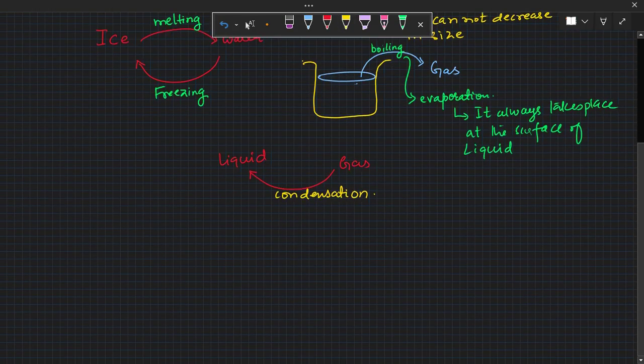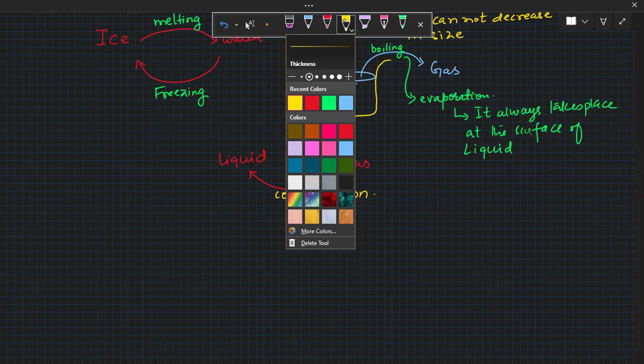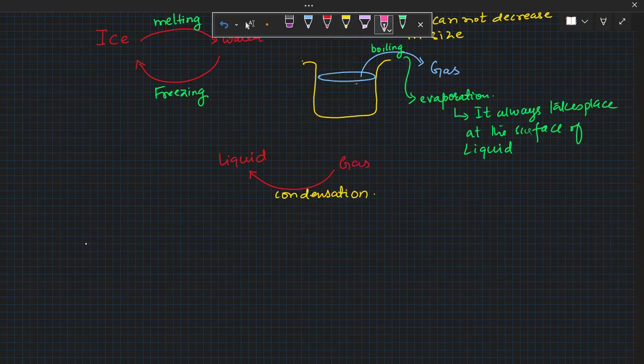Now in our syllabus, they demand to know about the particles' arrangement and movement in each state of matter. Clear? So we're going to talk about the particles' arrangement and movement.